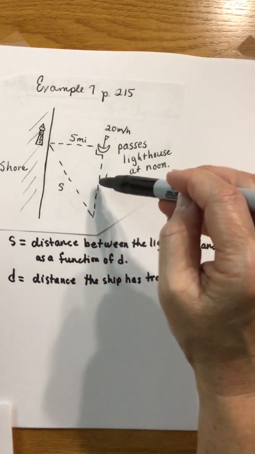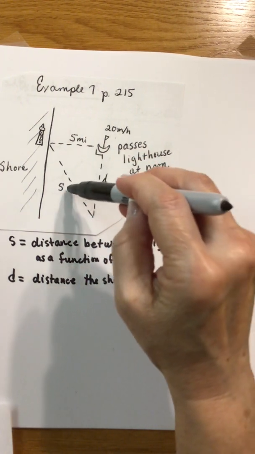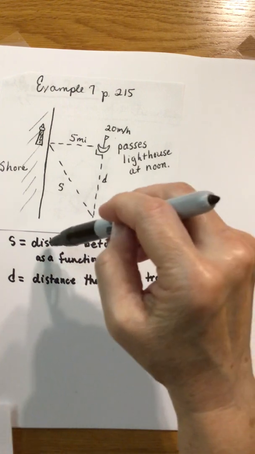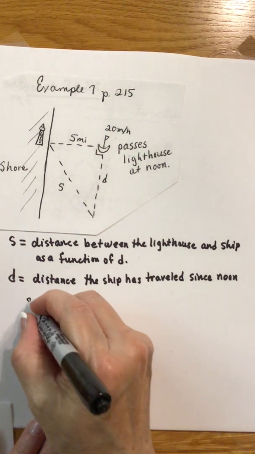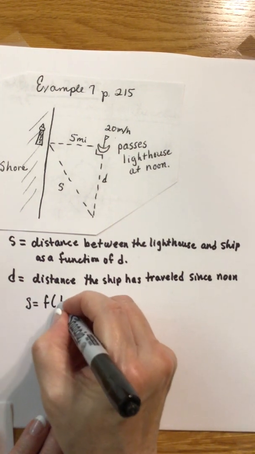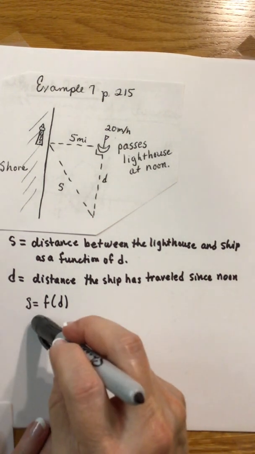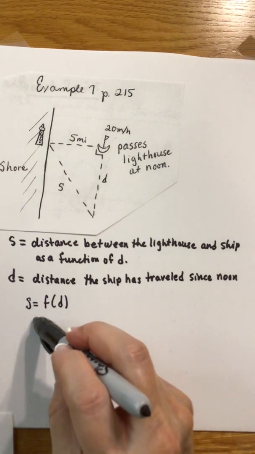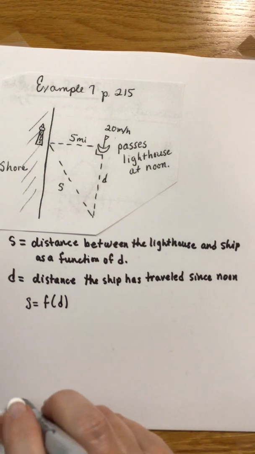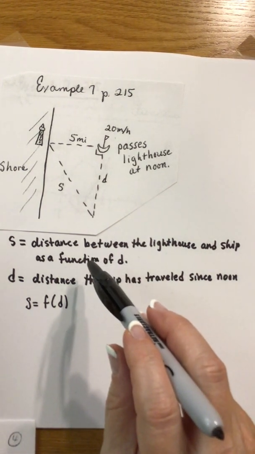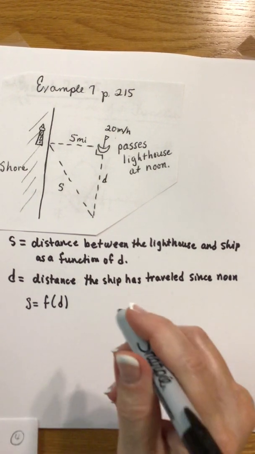So the further out that d goes, the longer the s gets, right? So s depends upon d. Distance between the lighthouse and the ship as a function of d. So we're going to say s equals f of d. So we have to know what the distance is for d to be able to find the distance for s. Okay, now we're going to get another one because we talked about the idea of the noon situation. So we have another variable, d equals g of t.